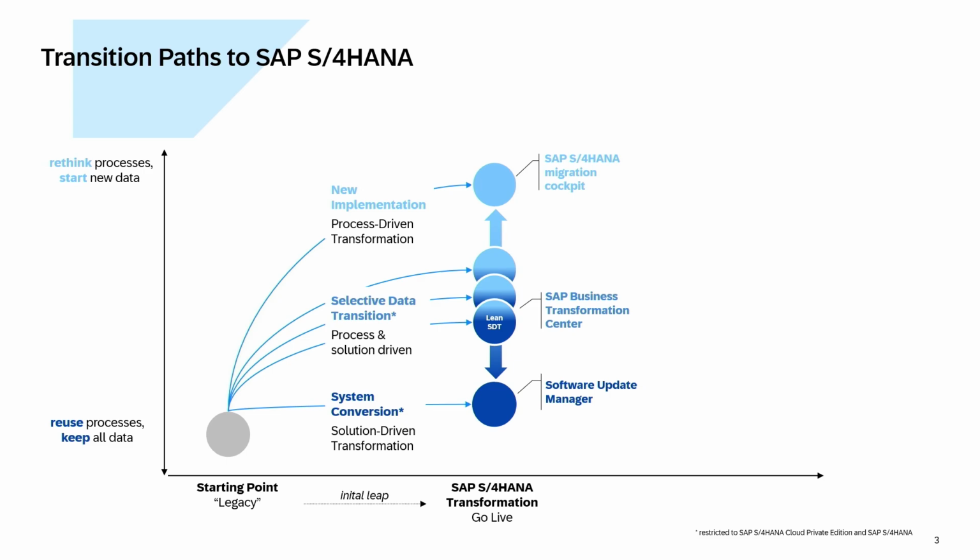Keep all data. The opposite is the new implementation, where you start from scratch, new processes, best practices, load the master data and open items, and you really start fresh with a newly configured system. And therefore, we have, for the system conversion, a software update manager from SAP, and for the new implementation, we have the SAP S/4HANA migration cockpit.